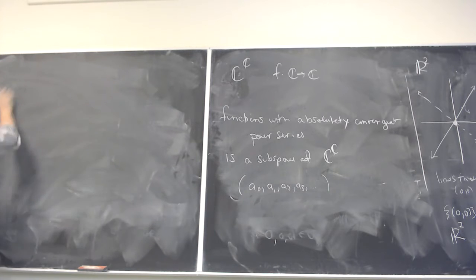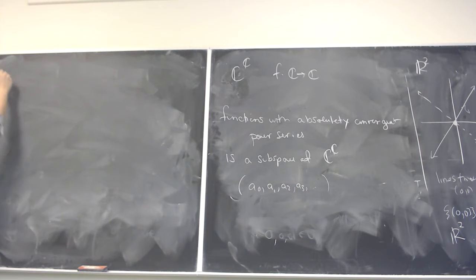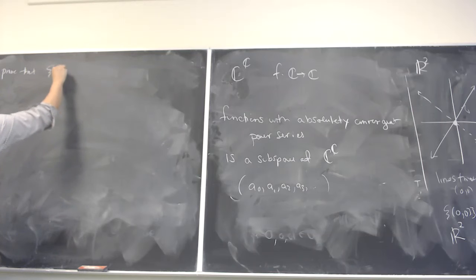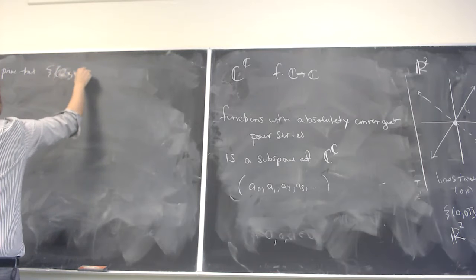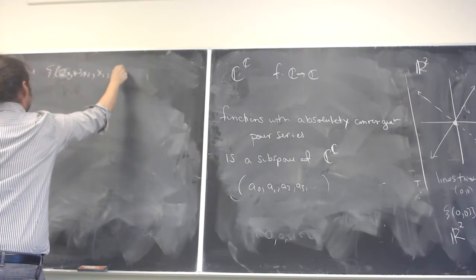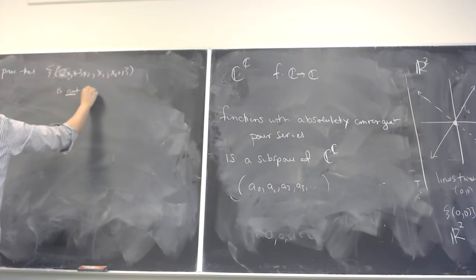Okay. So here's a typical exercise having to do with subspaces. I'll give you an easy one first, right? So prove that the set of (x1, 2x1 + 3x2, x1 + 1) is not a subspace.